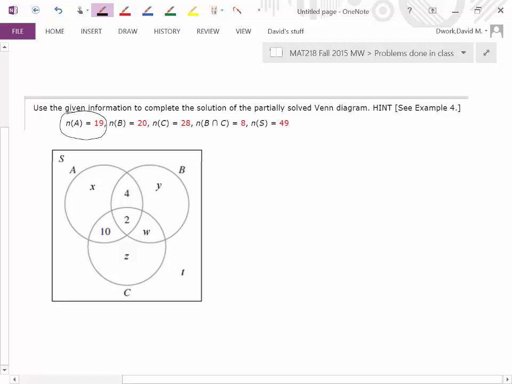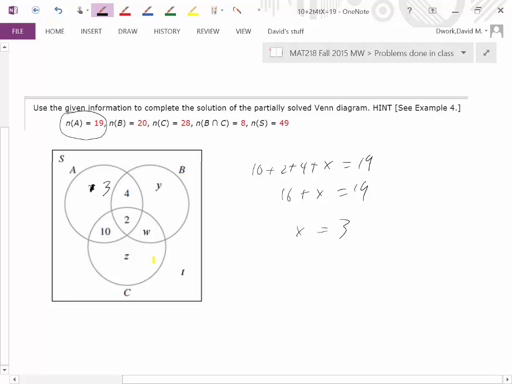So let's make sure we all understand what that means. What we're saying here is everything inside this bubble, the whole bubble, all those numbers should add up to make 19. Well, the good news is we only have one unknown in there because we know it's 10, 2, and 4. So 10 plus 2 plus 4 plus x should equal 19. So therefore, what is that? 14, 15, 16 plus x should equal 19. So therefore, x should equal 3. So now I know that this value right here is 3.